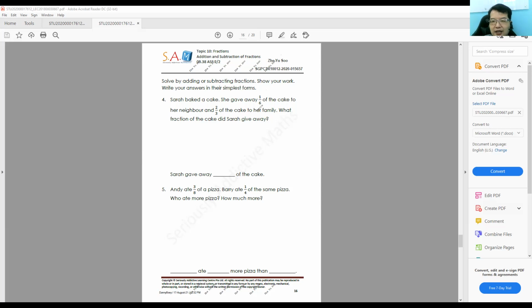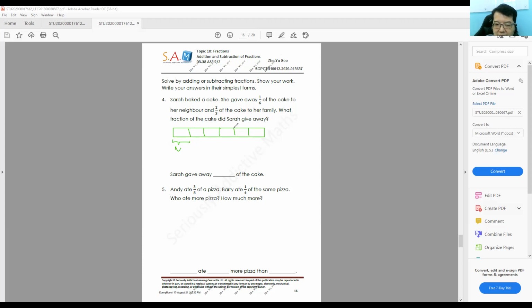Now for this, I would like to draw a bar model. If you like, you can try it out together with me. So Sarah baked a cake. This is what the cake looks like in a bar. And then she gave 1/6 away to a neighbor. So 1/6 means that I need to split it up into 6 parts. She gave 1/6 away to a neighbor. Put N here.